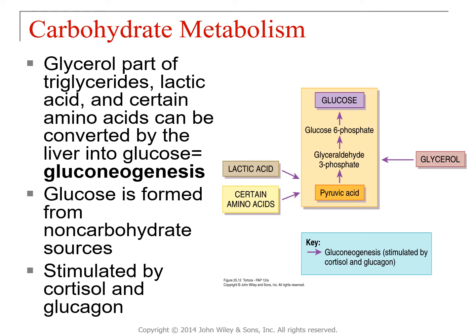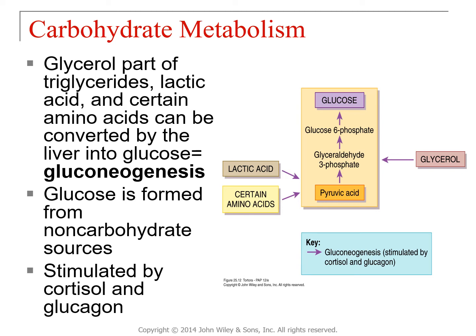This involves the formation of new glucose molecules from non-carbohydrate substrates. The process is called gluconeogenesis, or the formation of new glucose. It is performed by the liver, and the substrates that can be converted into new glucose include lactic acid, certain amino acids, and glycerol from triglycerides. So fats can be converted into glucose. Look at that. As well as lactic acid and certain amino acids.